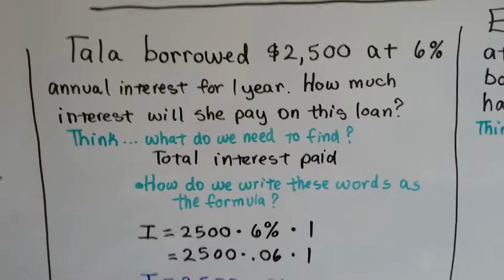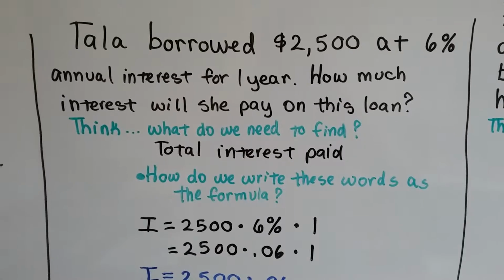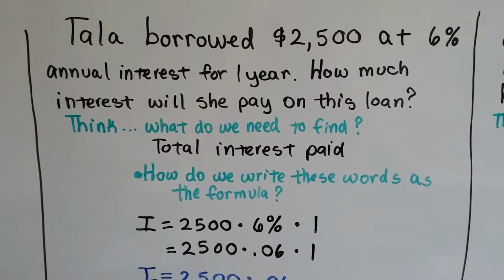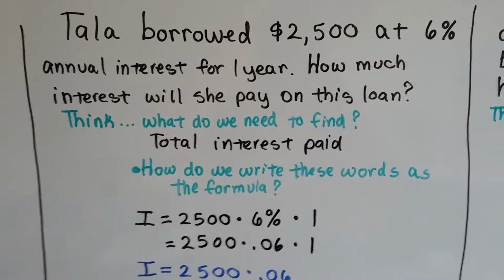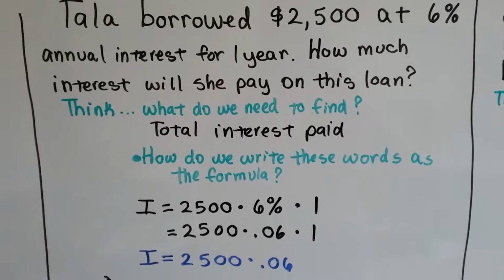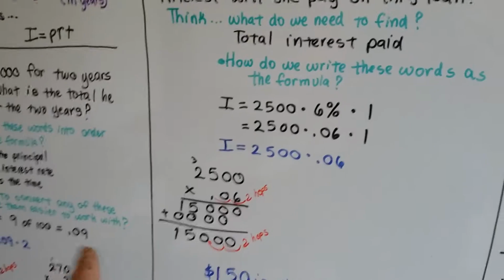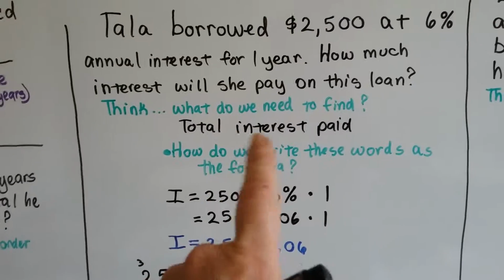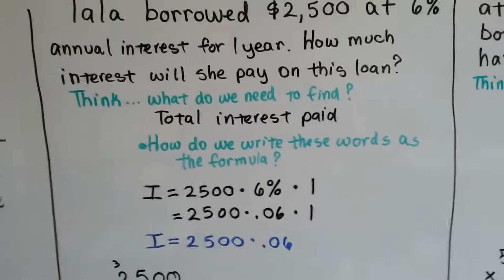Tala borrowed $2,500 at 6% annual interest for 1 year. How much interest will she pay on this loan? So we think, what do we need to find? We need to find the total interest paid. Okay, this is just like we were talking about down here. They don't want the total paid, they want the total interest paid. So we just need the interest.